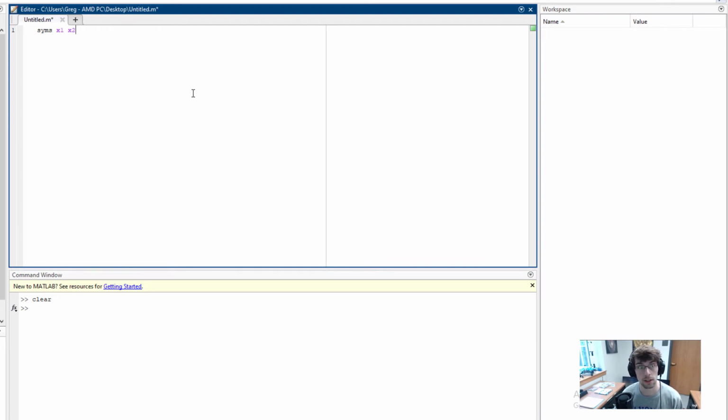So I'll leave those like that. Declare a couple of symbolic variables. And when in doubt, you can always hit run just to make sure everything works fine.